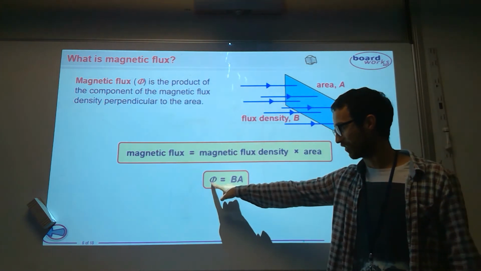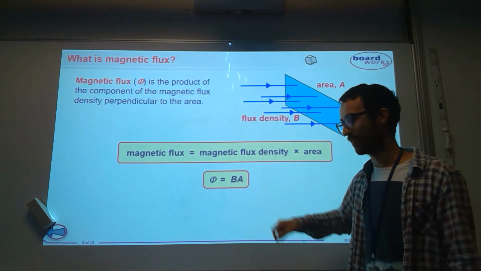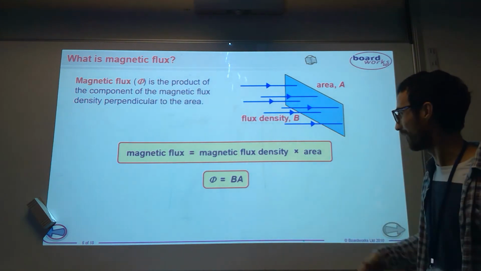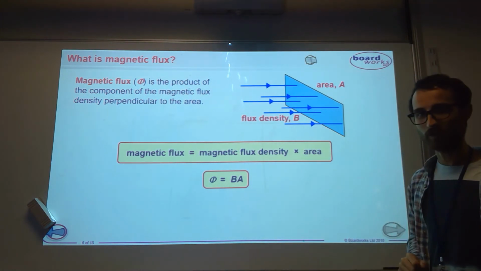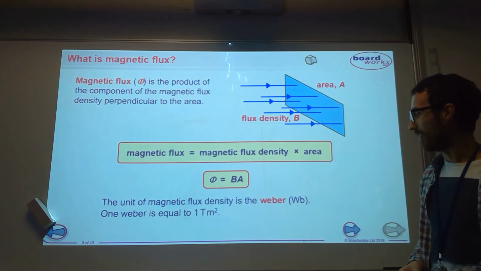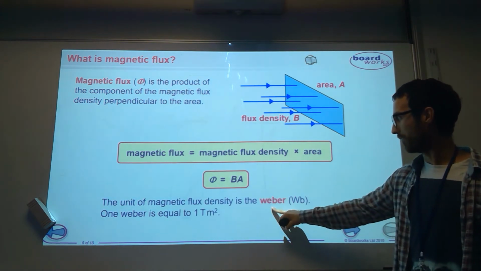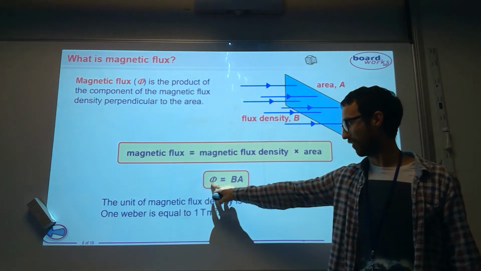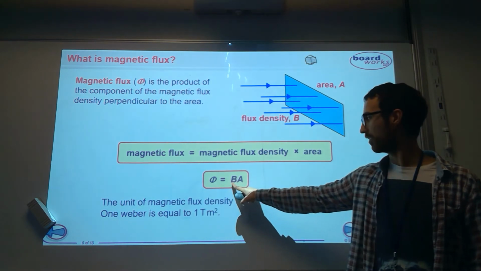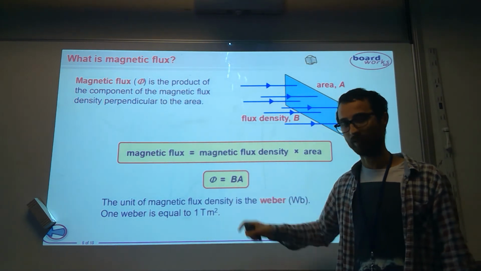Or you can think of it as that looks like a TIE fighter from Star Wars, and BA, British Airways. I don't know if that might help. So there's your equation, and there's the units. Remember that a Weber is a unit for magnetic flux, and that's equal to a Tesla meter squared, because they're timesed together there.